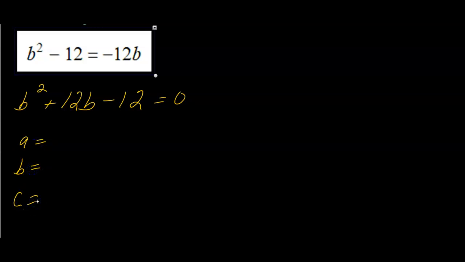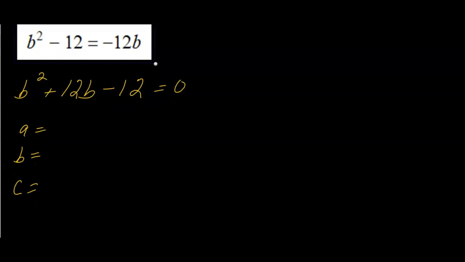Okay, so those are coming from our standard form. If you recall, it was ax squared plus bx plus c. The coefficient of our quadratic term here is just 1, so a is 1, b is 12, and c is -12.